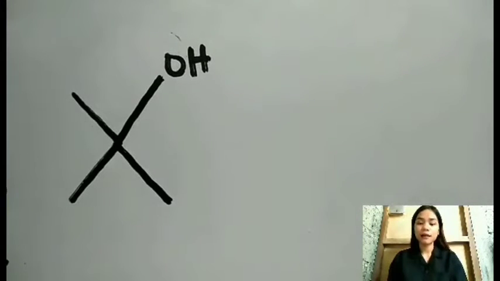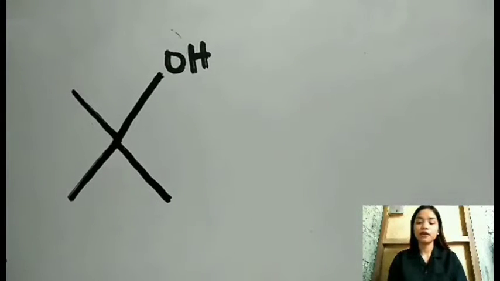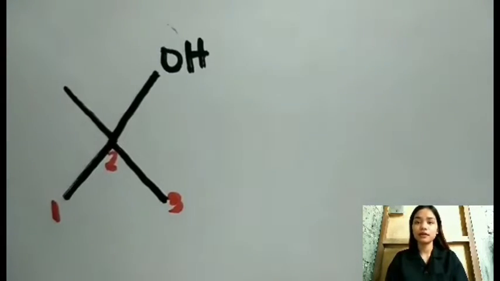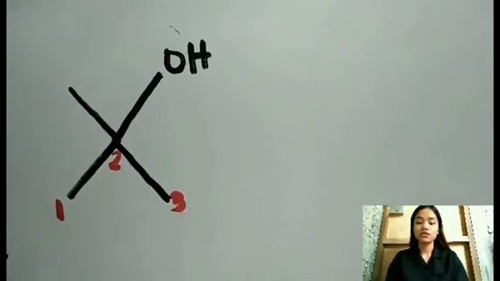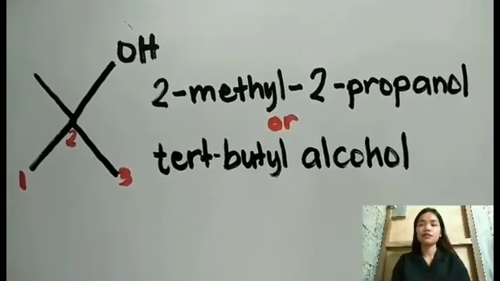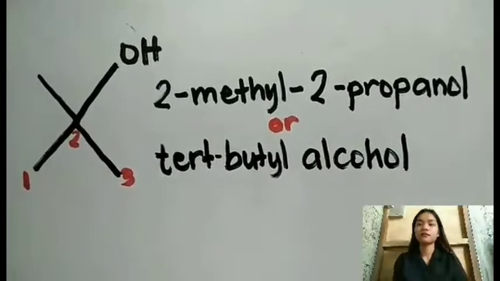In the next example, the alcohol is located at the second carbon, and there is also a methyl group found, so we will name it 2-methyl-2-propanol, also known as tert-butyl alcohol.